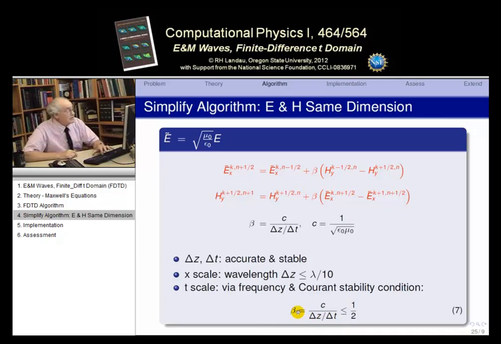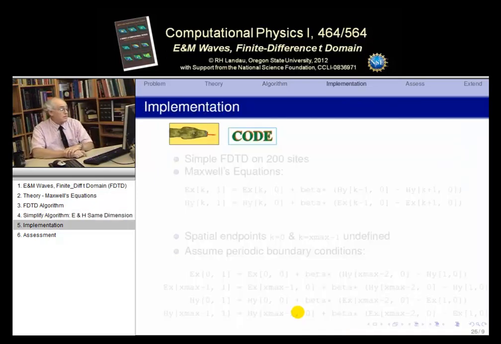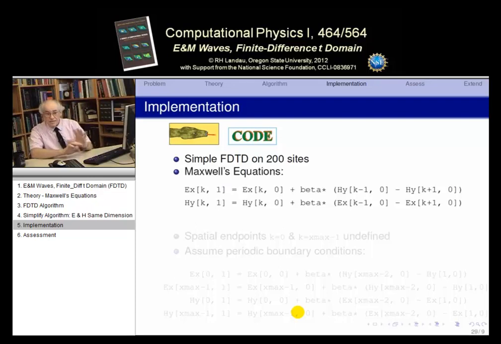So we have lots of codes we can give you here. Let's talk about the code. The code is a finite difference time domain code. It's just the same space-time lattice as before. We start off with 200 sites. That seems to be enough to get going. Maxwell's equations, the algorithm, if you look inside the code, and I won't show you that now. Even though we talked about these split time steps, that's all in the theory of the algorithm.